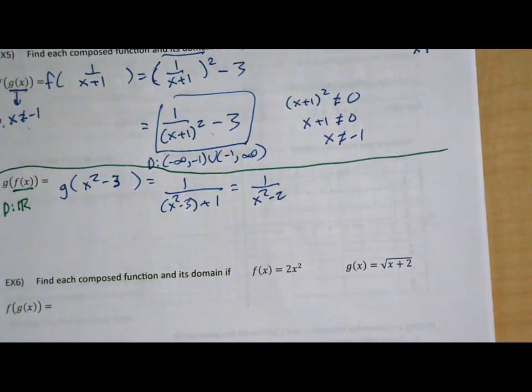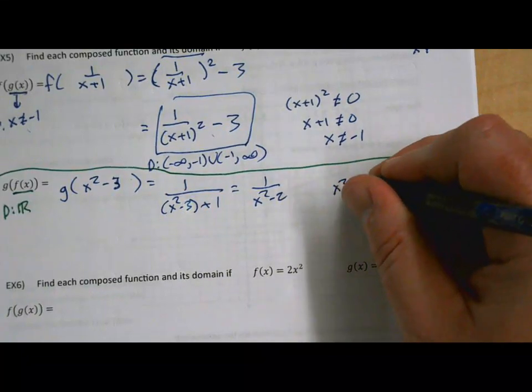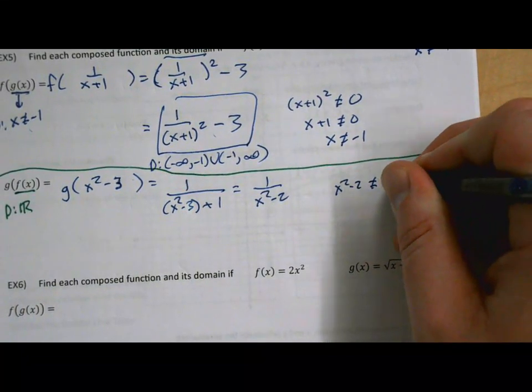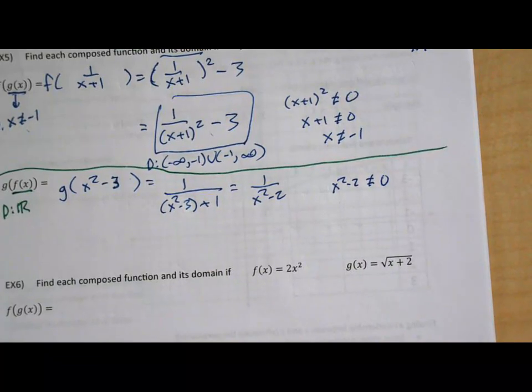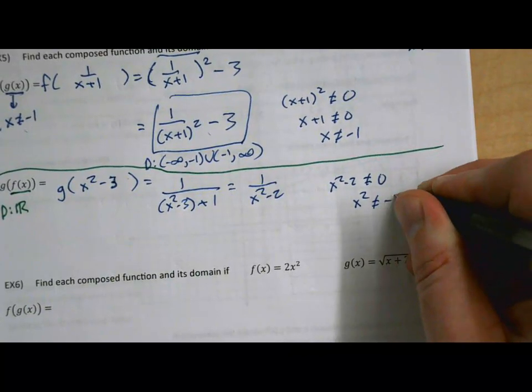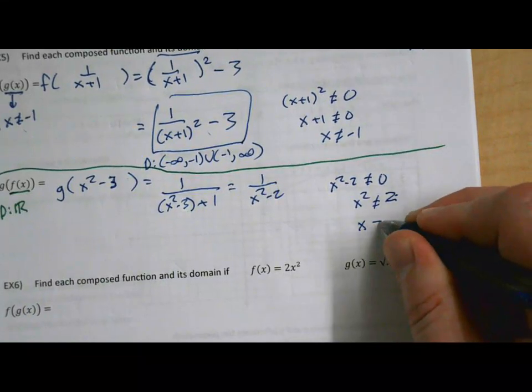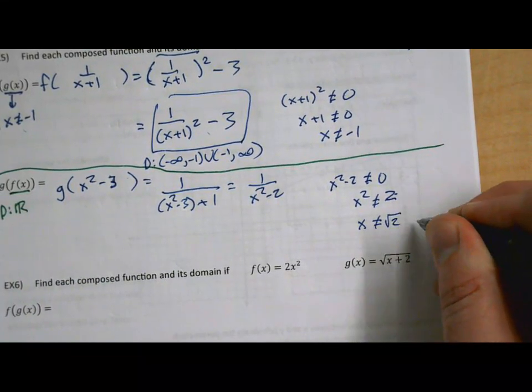Awesome. Let's find the domain of this thing. It's got a fraction, so it looks like x squared minus 2 needs to be not equal to 0, which means x squared needs to be not equal to positive 2, which means x better not be root 2 or negative root 2.